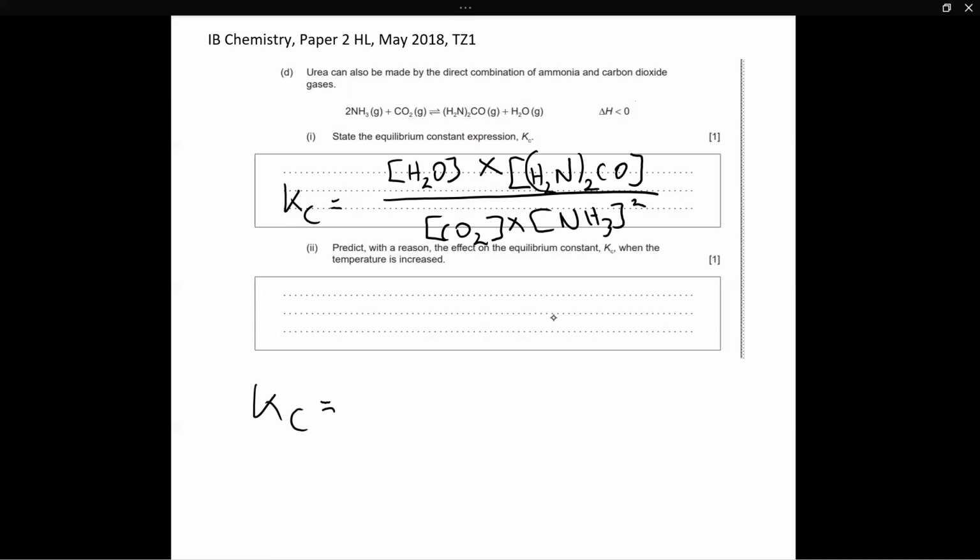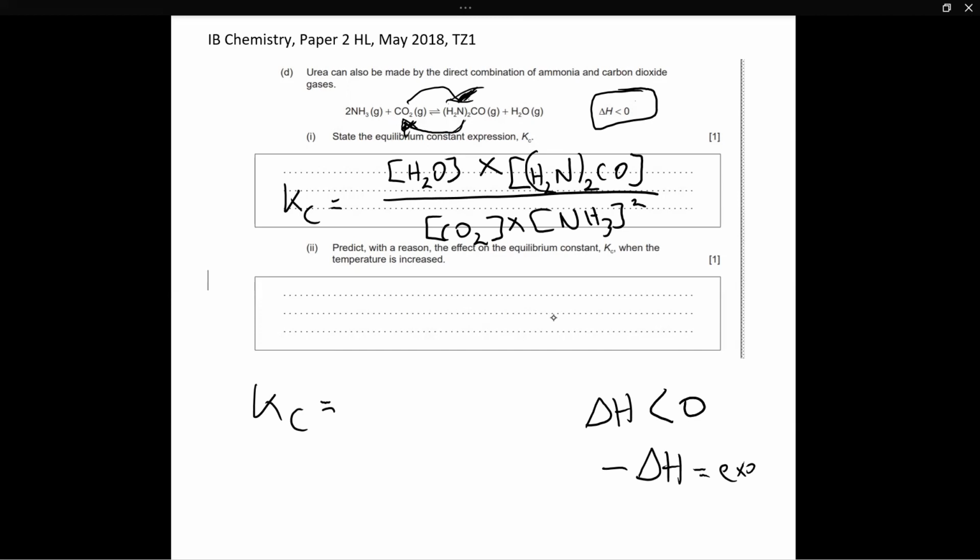What we know from the question is that the forward reaction over here is exothermic because the enthalpy change is less than zero, meaning it is a negative enthalpy change, and negative enthalpy changes mean exothermic reactions. So if the forward reaction is exothermic, this would automatically mean that the reverse reaction is endothermic.